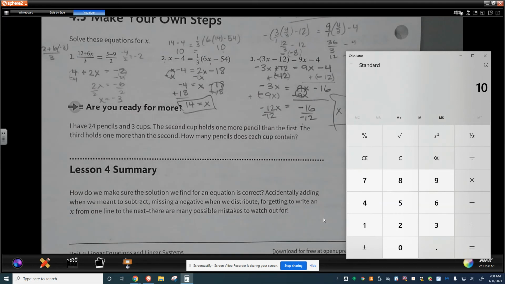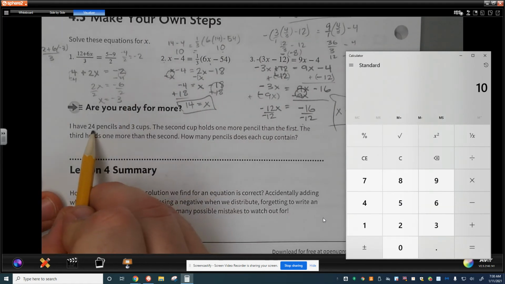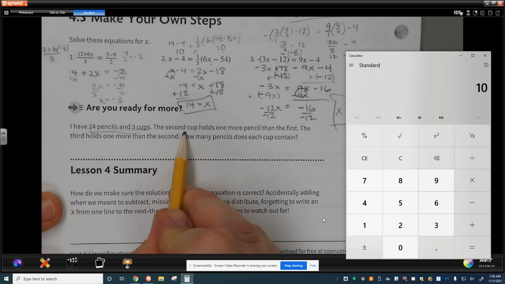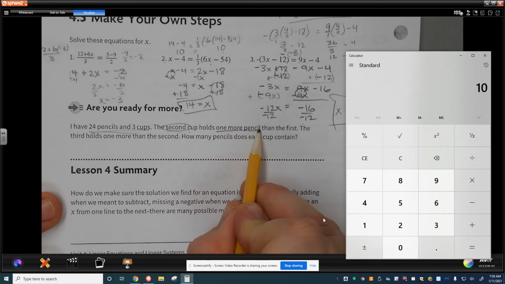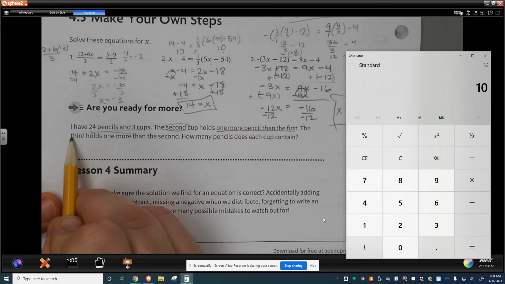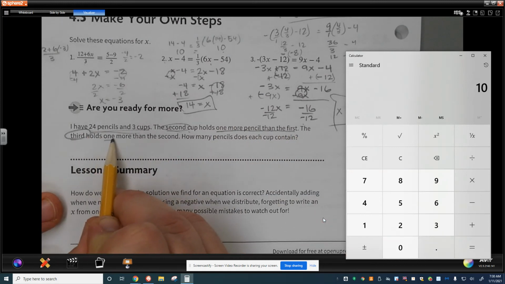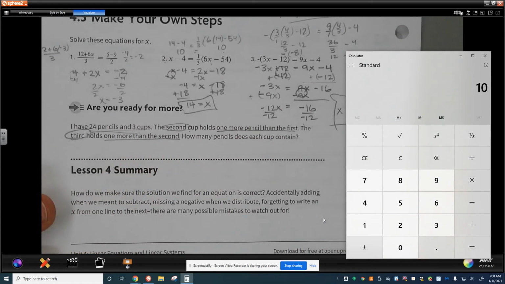On this last problem, it says I have 24 pencils and 3 cups. Okay, that's important. The second cup holds 1 more pencil than the first. The third cup holds 1 more than the second. How many pencils does each cup contain? Wow. Well, let's look at this.